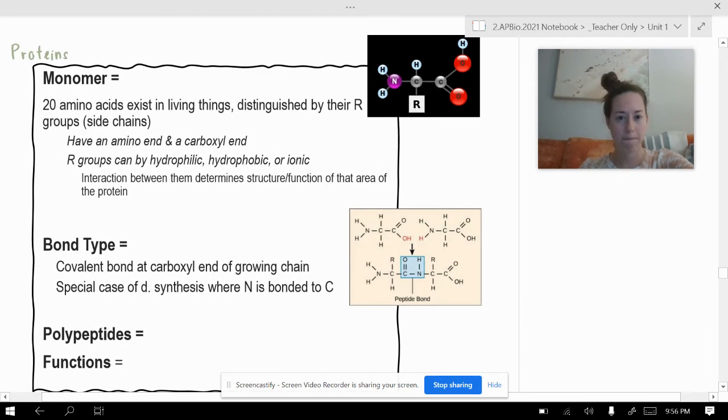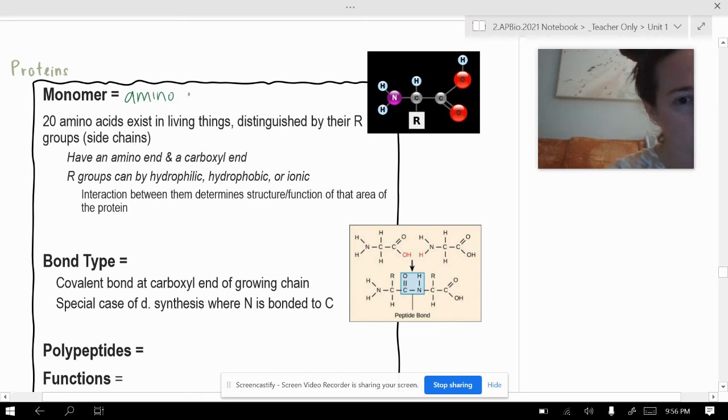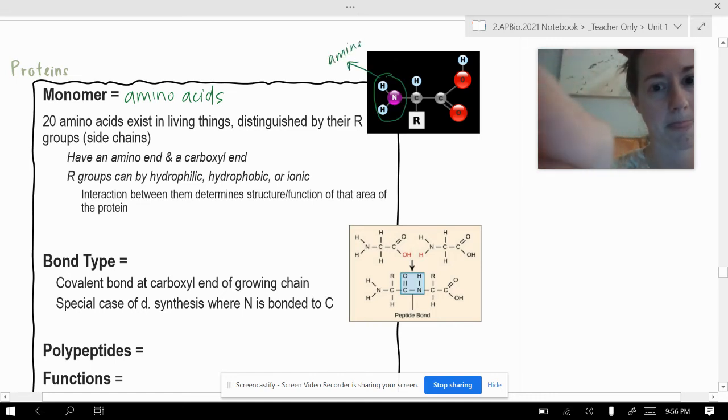Proteins. Let's talk about them. All right, so proteins are a little bit more complex than carbs and lipids, because their structure is even more important for their function. Monomers of proteins are called amino acids, and that's related to the fact that they have amino groups. So if you remember your functional groups, you have an amino group right here, amino, and you have a carboxyl group right here, carboxyl.